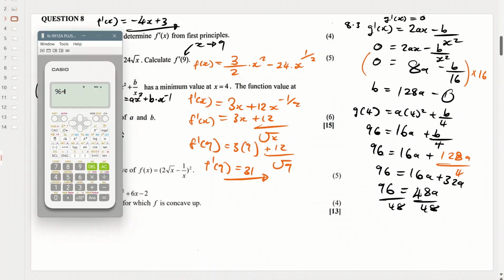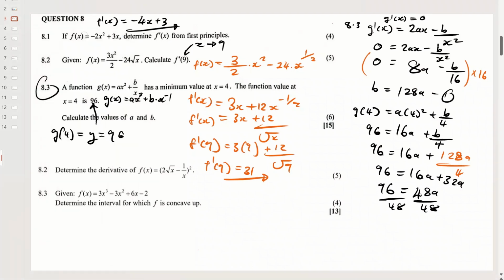96 divided by 48. That's true, right? What do you think about that? So now a is just 2. Yes, it makes sense. You have 6 divided by that, that will give you 2. And then your a is just the 2 there.